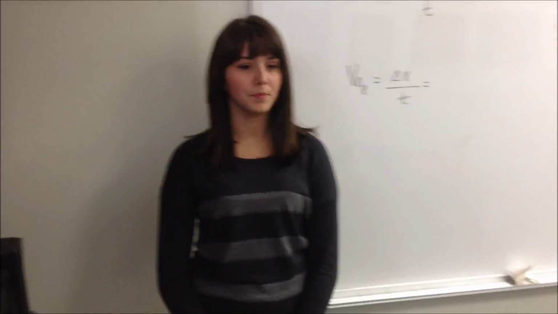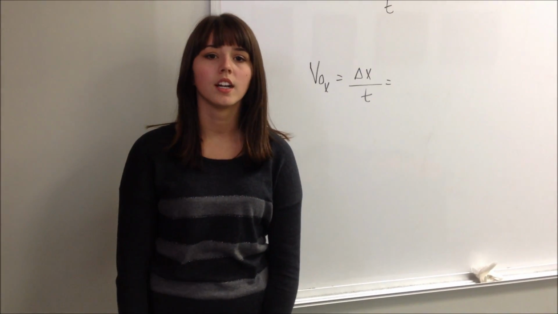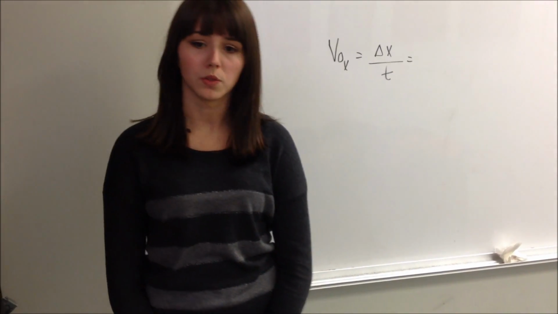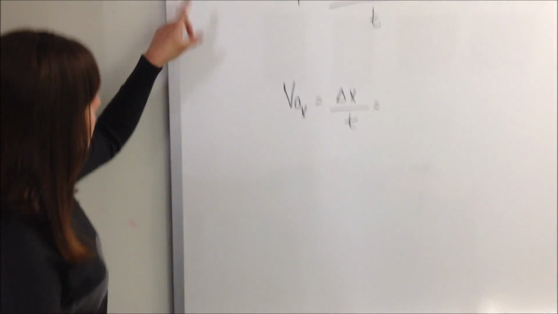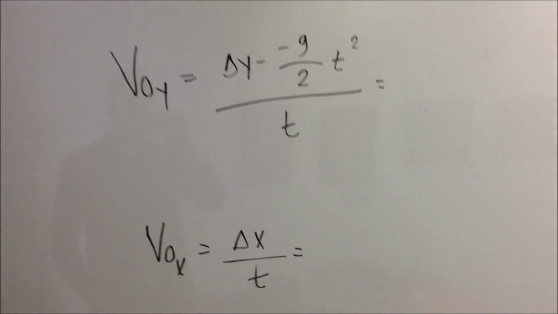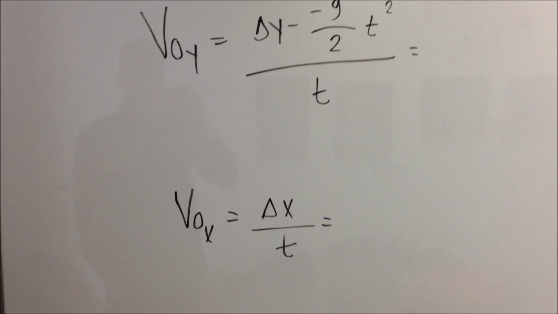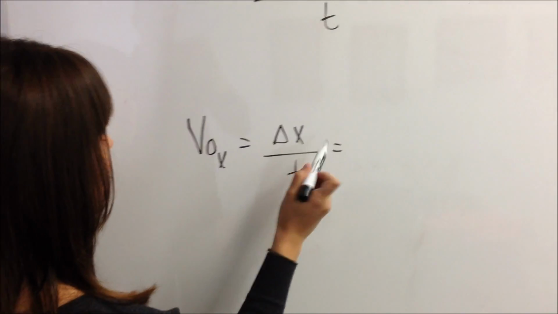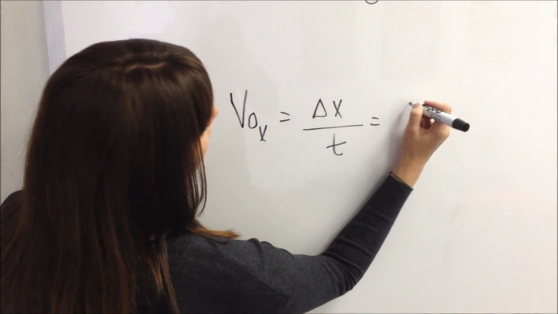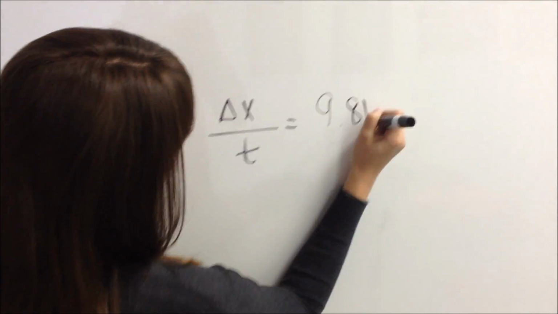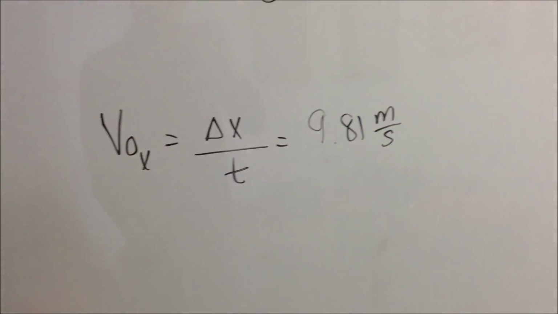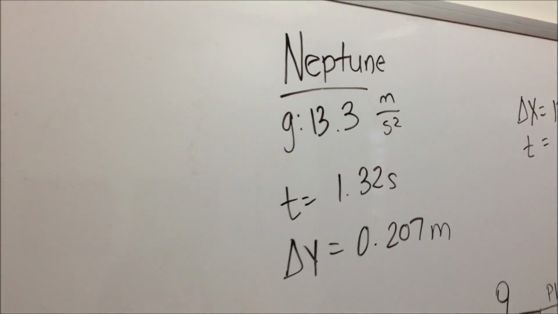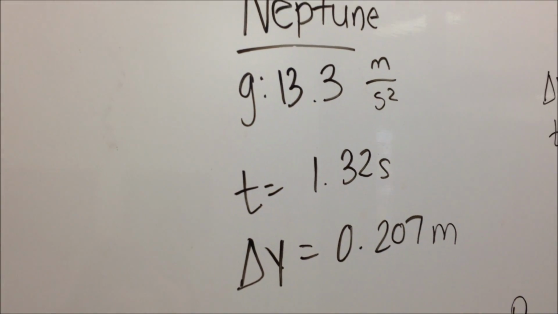Alright, hi guys. We've already done the calculations for the Earth and also the Moon. Now we're going to do our calculations for Neptune. So what we've got is our previously derived equations for velocity in the y and velocity in the x direction. The nice thing about the velocity in the x direction is that it always stays the same because we're covering the same distance in the same amount of time. So this still ends up being 9.81 meters per second. For our velocity in the y direction, we have slightly different values. The t and our delta y stay the same, but the g for Neptune is different.